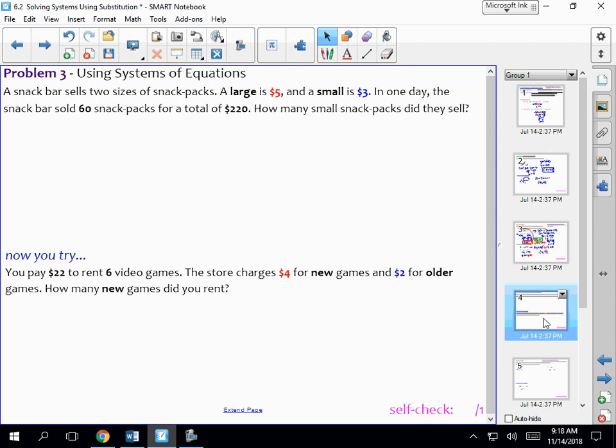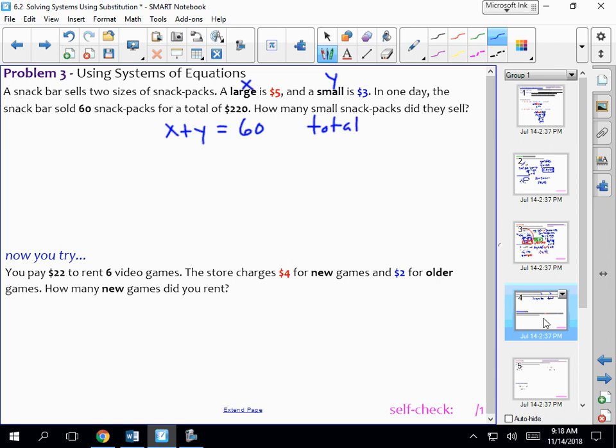So if I let x equal the large ones and y equal the small, I have what's called a total equation that represents the total number of snack packs or tickets or whatever. But this is the total number. No dollar amounts involved in it. Nothing multiplied by the x or the y. It's just the straight total, what I call the total equation.